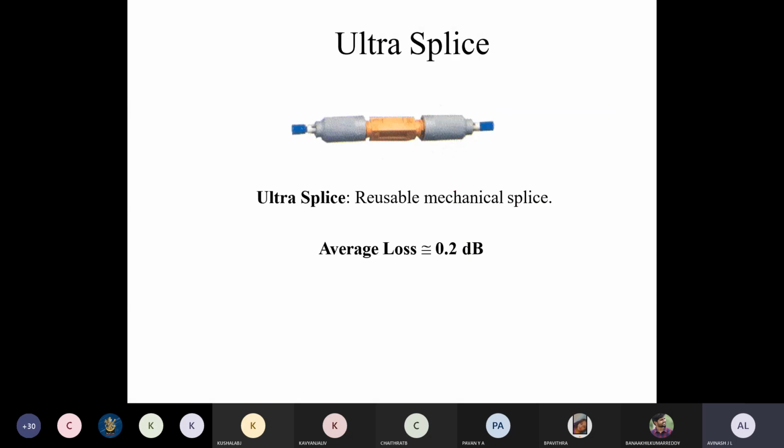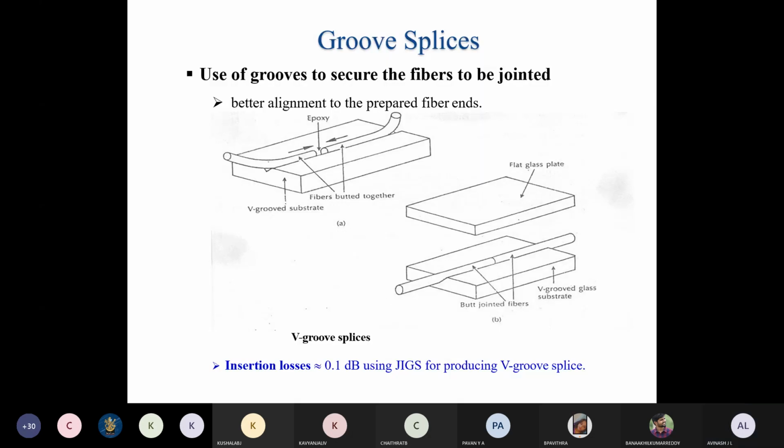Now we'll go to the next topic, the ultra splice. Ultra splice means very small. It is a reusable mechanical splice, meaning there is a provision for connecting the two fibers. Once you connect it, you can use it, or if you don't want it, you can detach it. After many trials, they found that the average loss is approximately 0.2 dB. The next type is groove splices.